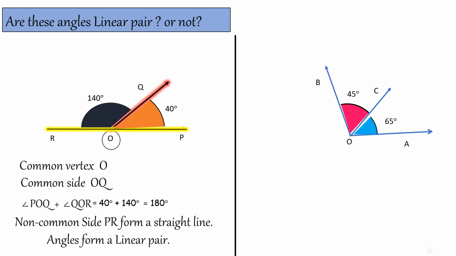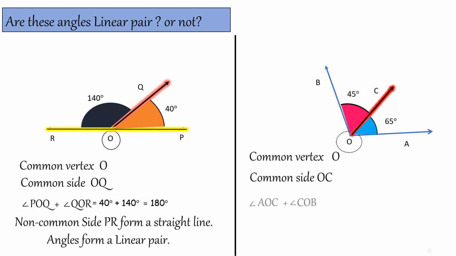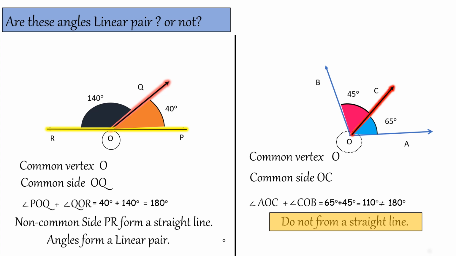In the second example, observe these angles. Here, angles have a common vertex and common side OC. Now, the sum of these two angles is 110 degrees. It is not equal to 180 degrees. Therefore, non-common sides do not form a straight line.